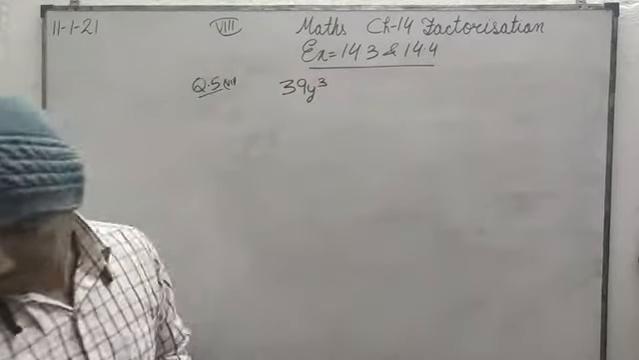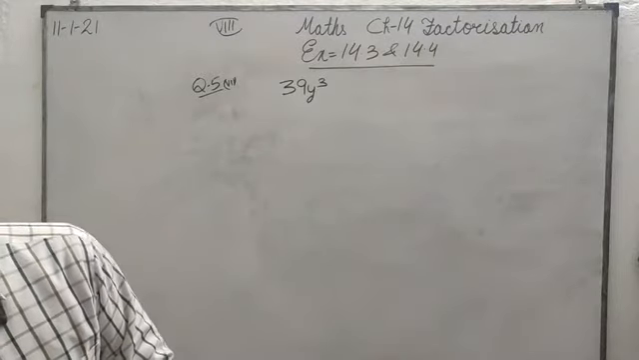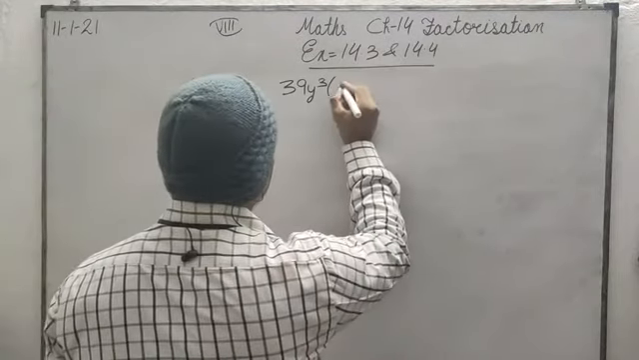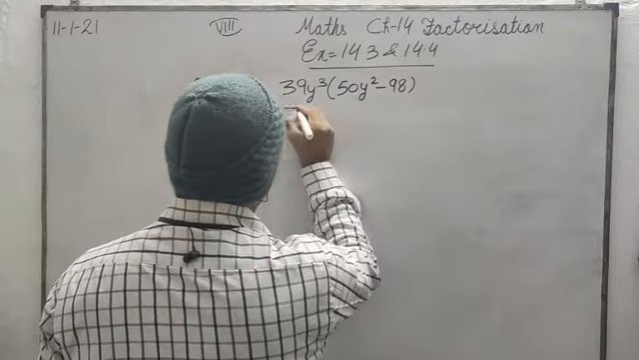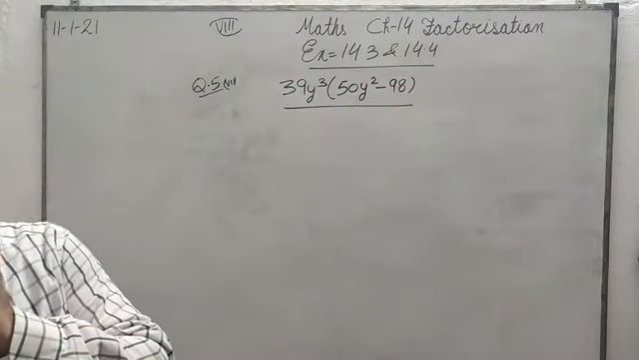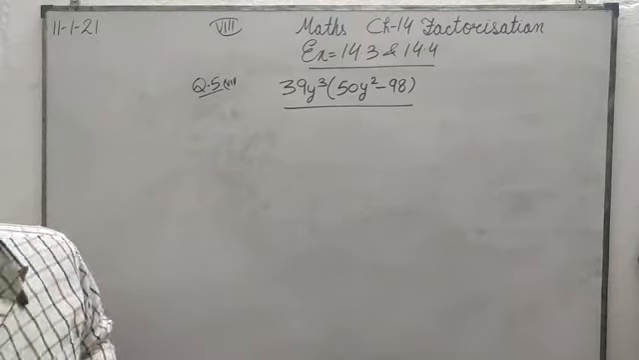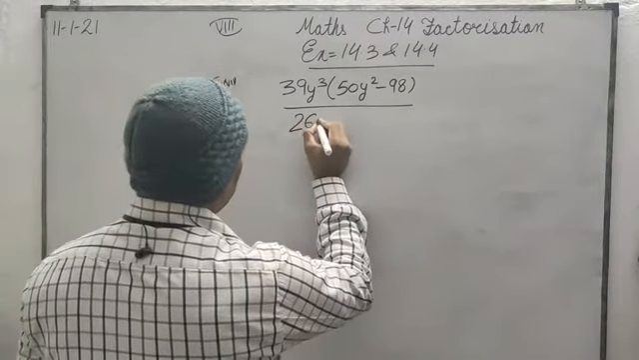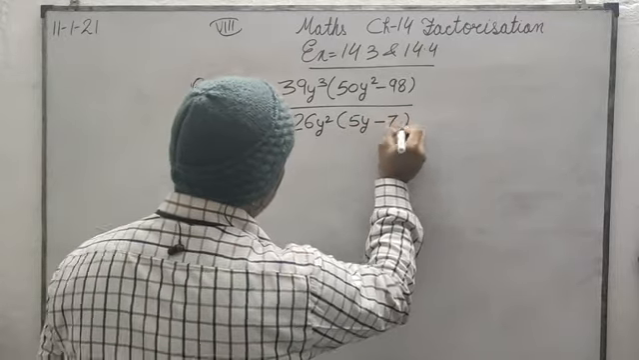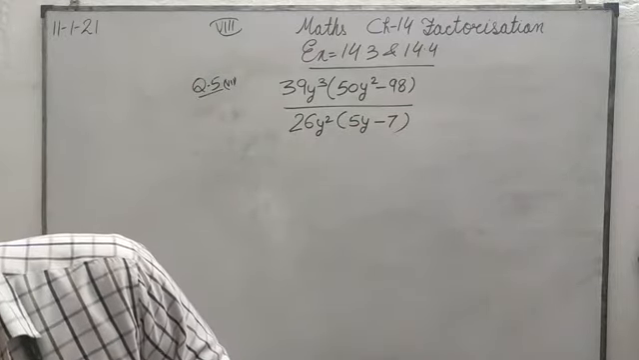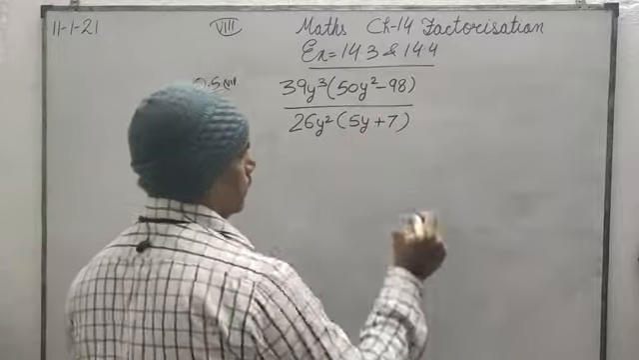39y cube, 50y square minus 98 is to be divided by 26y square and 5y minus 7. Minus 7? No, plus 7. It is plus 7.